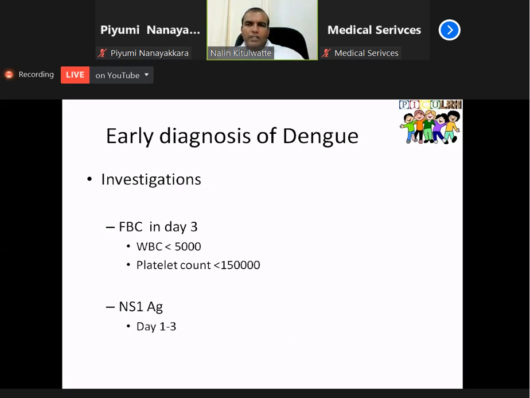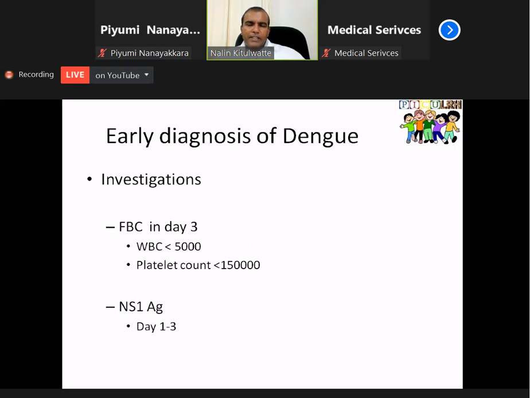So NS1 will be positive on day 1 to day 3, obviously, because when the patient is developing antibodies, this antigen will disappear. So it should be done early. So if you are doing it, best results, best positive rate will be on day 1. So that is important. So this is antigen. So now think, if you are getting antigen, your body will produce antibodies. First IgM, then IgG. So this is the first attack. So first thing, you are getting antigen, your body will produce antibodies.